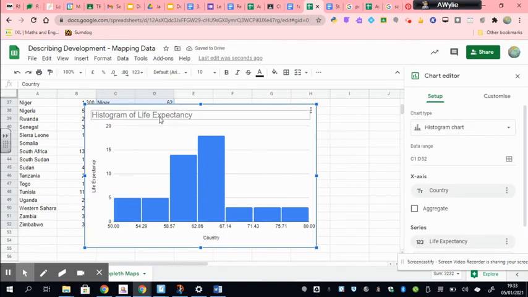Now, at the moment, it's defaulted to a histogram. That is not what I want. So I'm going to go over here to my chart editor, which should have opened up when I created this graph. If it didn't open up, then if you hit the 3 little dots and you click Edit Chart, that will open up this chart editor.